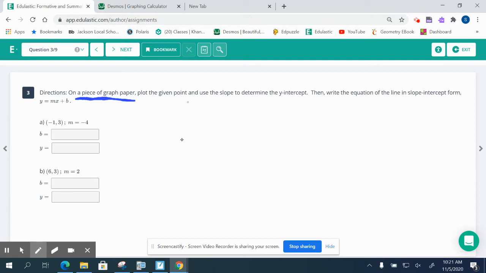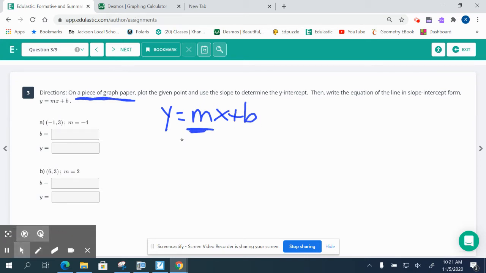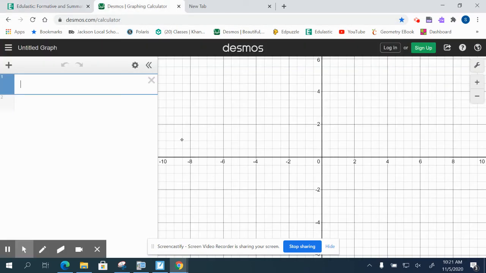So you're going to plot the given point and then use the slope to determine the y-intercept. So here the point is -1, 3, and the slope is -4. So we're doing the same thing. We're writing the equation y equals mx plus b. We already know the slope, but we need to determine what the y-intercept is, and we're going to do that graphically. So here, let me come over here.